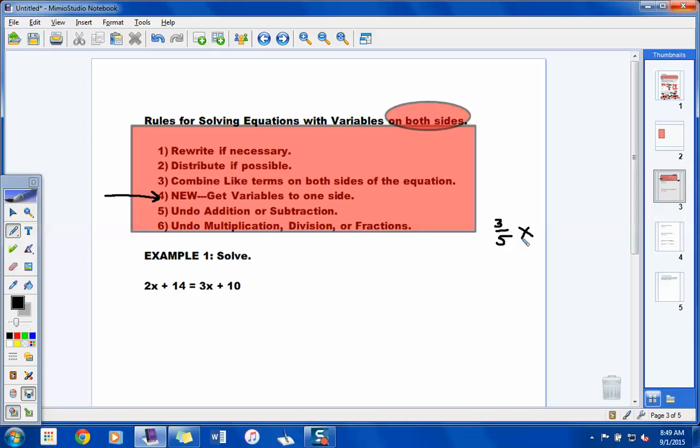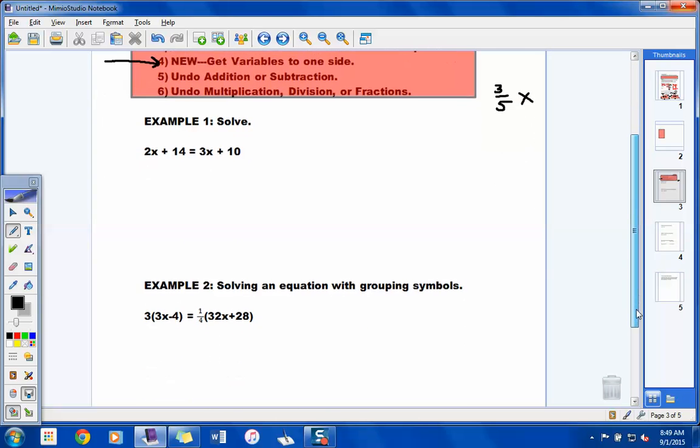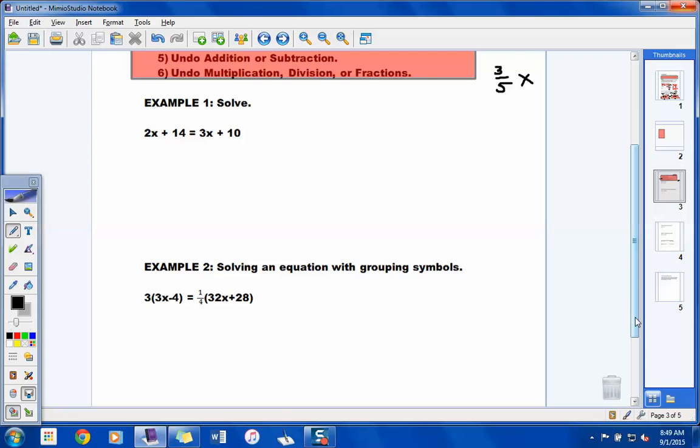So, let's jump into this. Let's look at some solving examples. Guys, example 1 here. Here we go. 2x plus 14 equals 3x plus 10. First of all, I'm not going to rewrite this. Okay? The x's are both out in front. The x is out front here, and the x is out front here. I like that. Any parentheses to deal with?